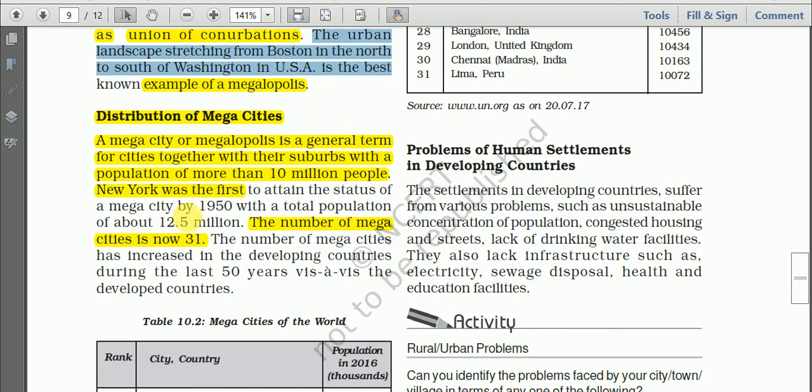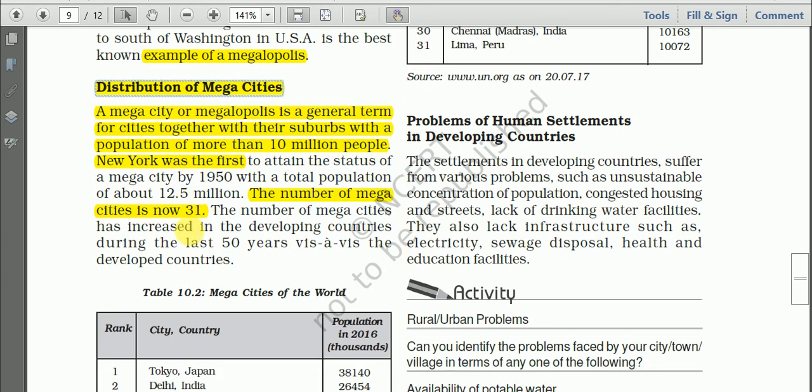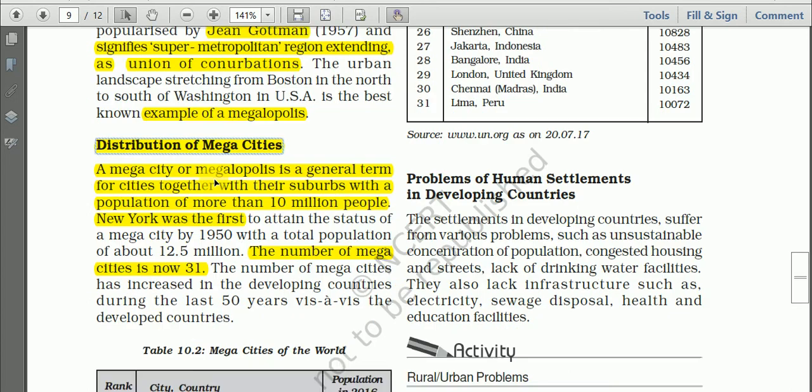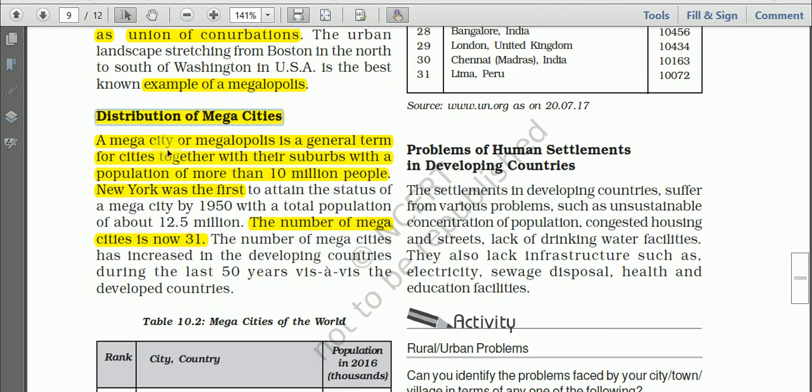So next we have distribution of megacities. Where are the megacities located in the world? And in terms of population size, what do you mean by megacity? See, a megacity or a megapolis is a general term for cities together with their suburbs with a population of more than 10 million people.